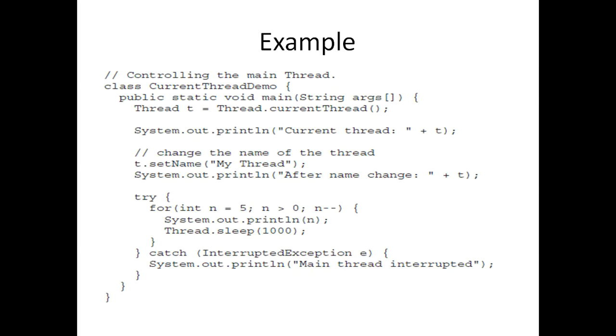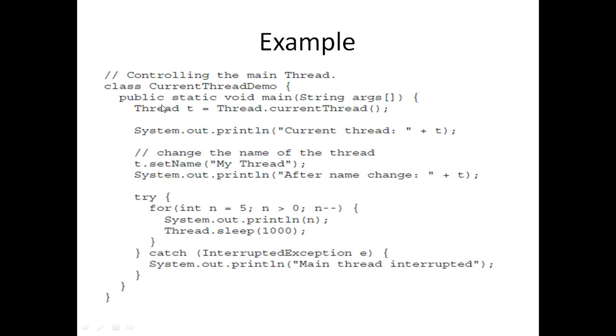Here we'll see one example of how to control the main thread. We have defined a class called CurrentThreadDemo, in which we have written a main function. Then we have created the object Thread t equal to Thread.currentThread. Remember, Thread is a predefined class. You need not define it. It's already been defined, and it consists of so many methods, as we have already seen. Now currentThread is a method. We are using it to refer to the main thread.